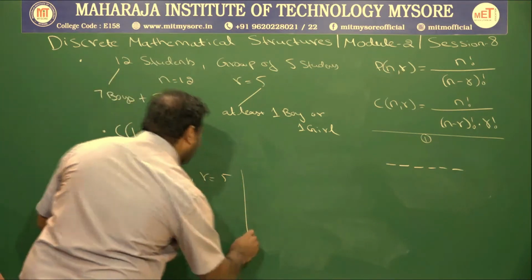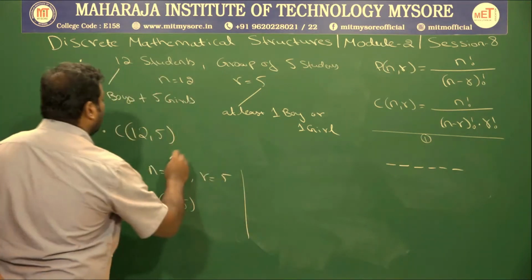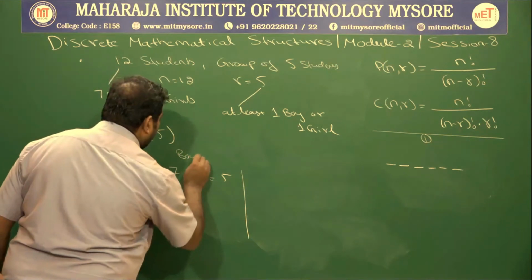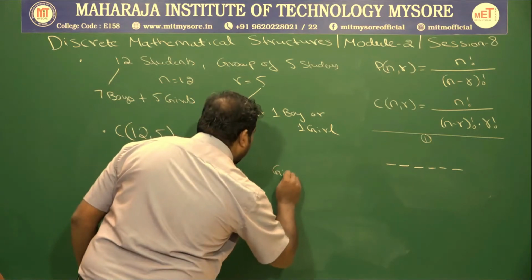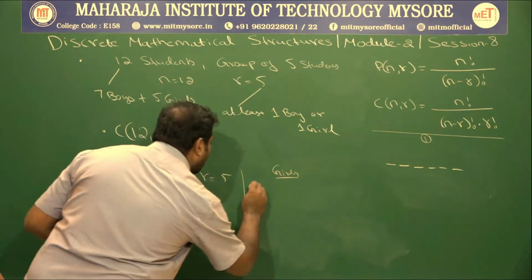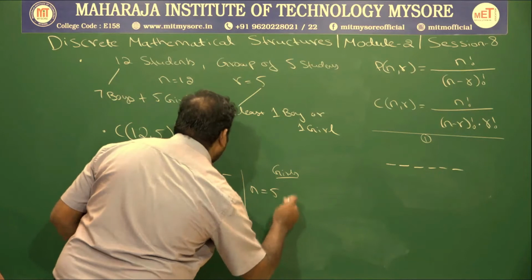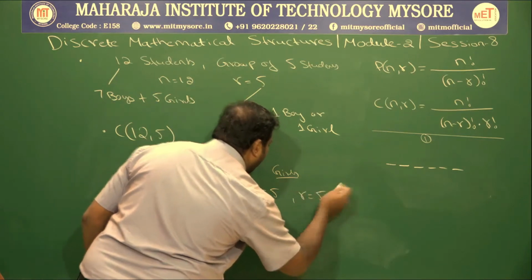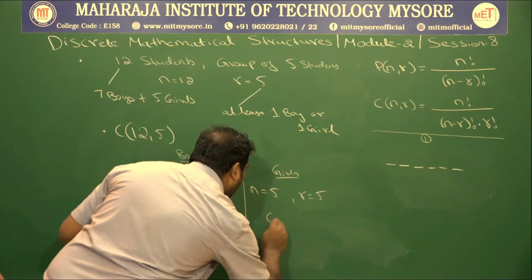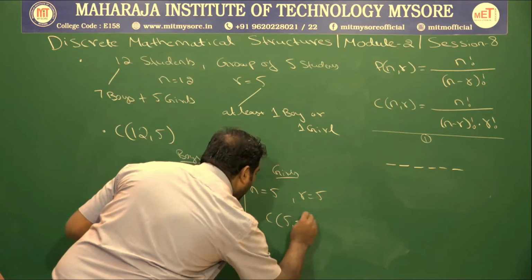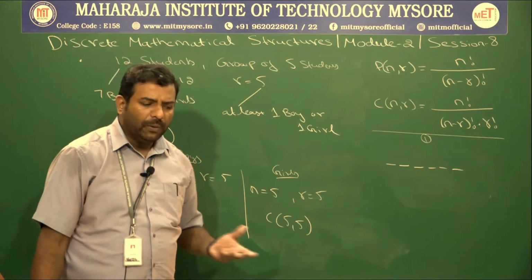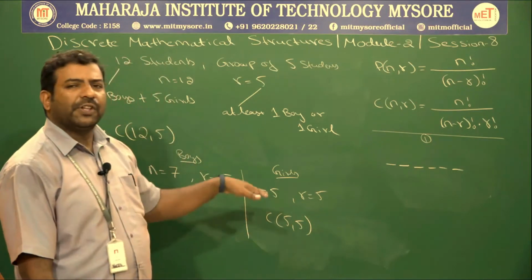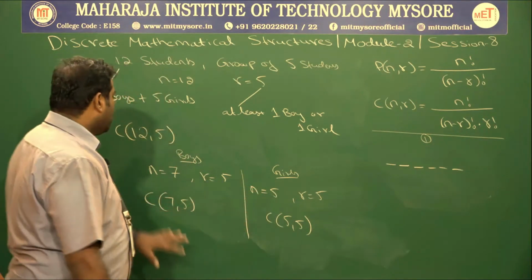Now in a similar way, if I am going to talk about girls, if my focus is only picking girls, in that case I am going to have n equals 5 and r equals 5. Hence we are going to have C of 5, 5. Now what is C of 5, 5? I did not tell you. It is going to be a special case. You can use the formula directly, but at the end.